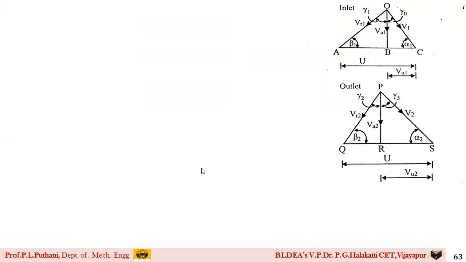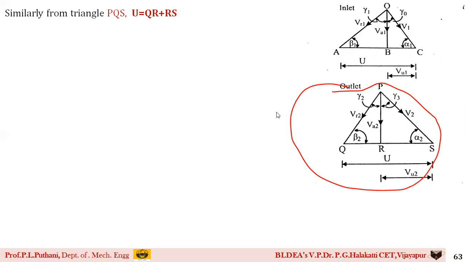Similarly, I will write directly for the outlet velocity triangle. For the outlet velocity triangle, we have VA into (tan gamma 2 plus tan gamma 3). Let us see if I apply this to my outlet velocity triangle. Similarly, for triangle PQS, we have U equal to QR plus RS. Therefore U is equal to VA into (tan gamma 2 plus tan gamma 3) for the outlet velocity triangle also, because both are similar in nature.